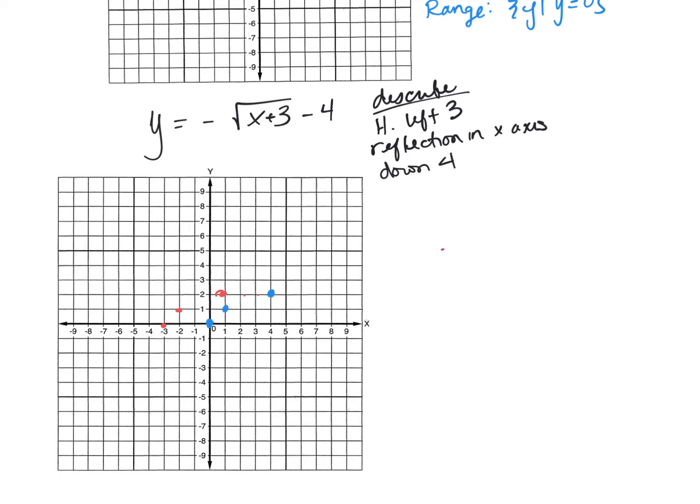Reflect in the x-axis. What happens if a point is on the x-axis? Stays, right? Where does the point negative 2, positive 1 go? Right. It flips over the axis, so it goes from positive 1 to negative 1. And this point flips and goes from positive 2 to negative 2. And now to get the final, I'm going to move these all down 4.